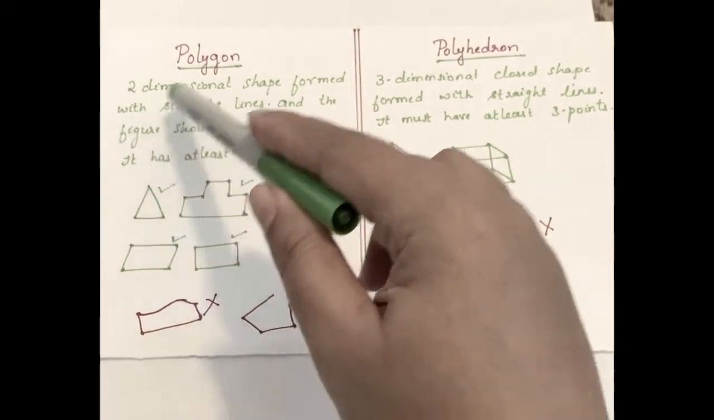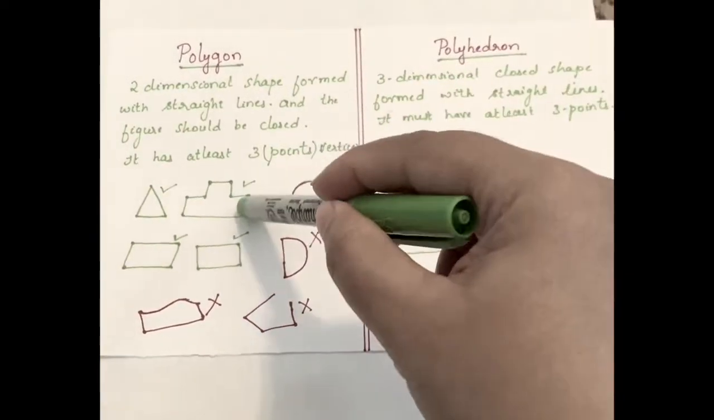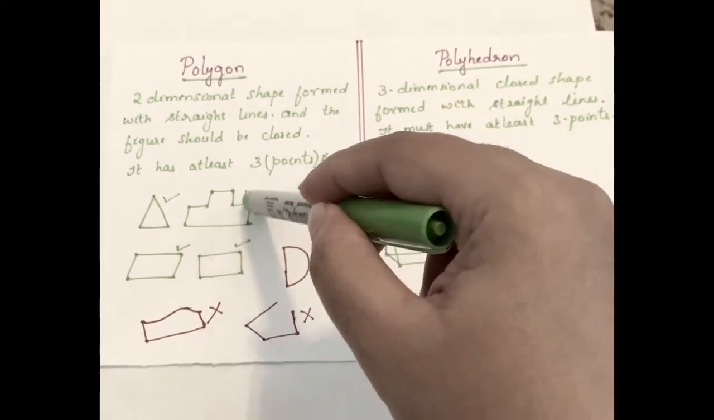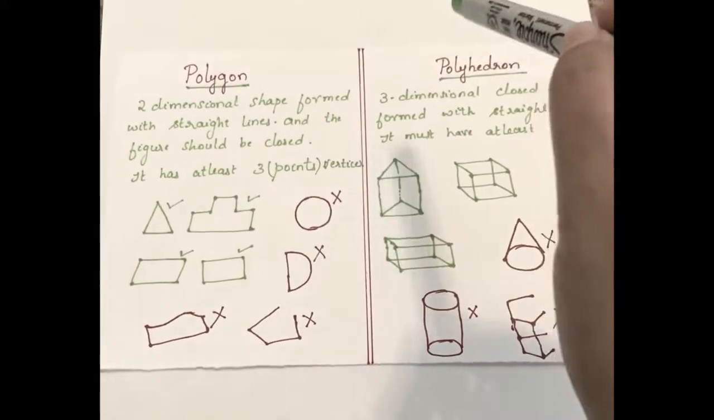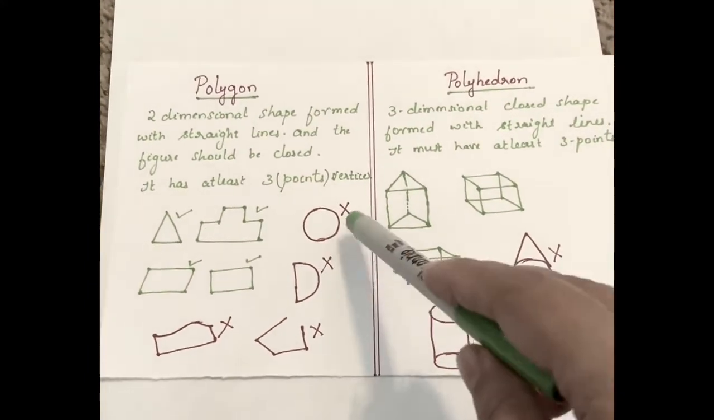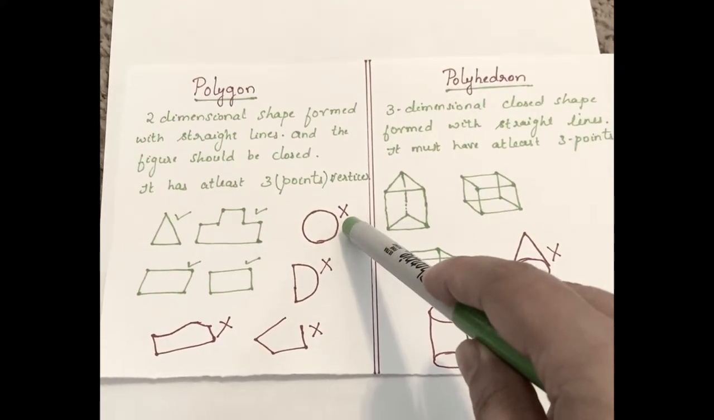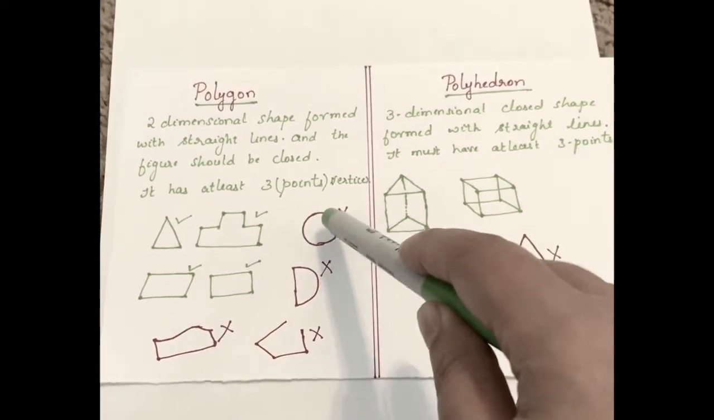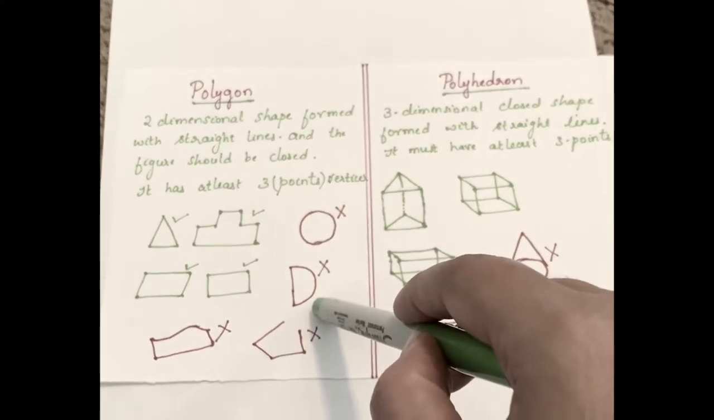A polygon is a two-dimensional shape formed with straight lines, and the figure should be closed, and it must have at least 3 points, that is 3 vertices, 3 edges. Here the circle is not a polygon as it has a curved surface. Any figure which has a circle or curved surface is not a polygon.